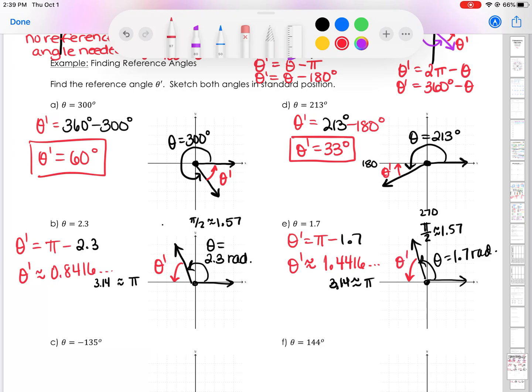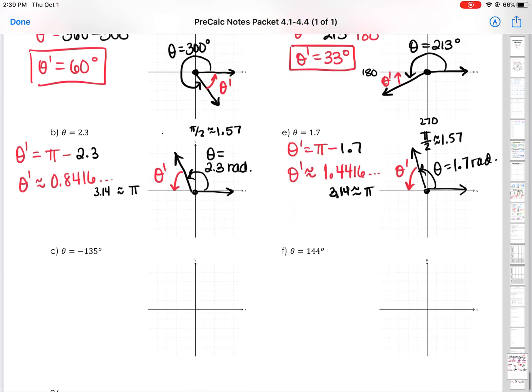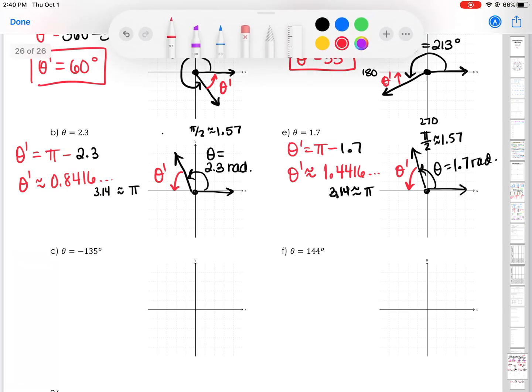All right, so the next thing we want to do, let's take a look. What if we have a negative angle? So if we have a negative angle, we have a few options that we could do. One is that we could just figure out what's a coterminal angle to it. We could absolutely do that. Or we could graph it. It doesn't matter.